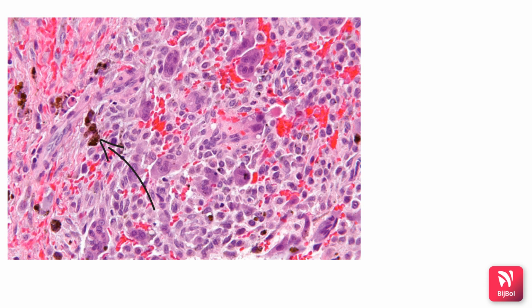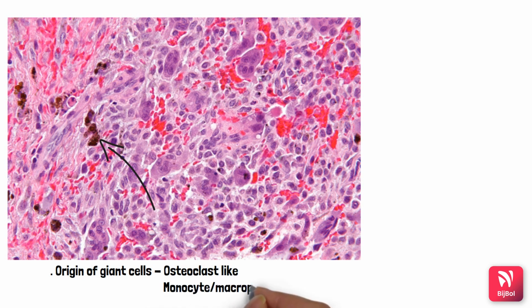But the thing here is, in central giant cell granuloma, what is the origin of this giant cell basically, from where are they coming? The origin of the giant cell is from monocyte macrophage precursors, which later become osteoclasts. So the origin of giant cells is mostly osteoclast-like. Okay, so this is about central giant cell granuloma.